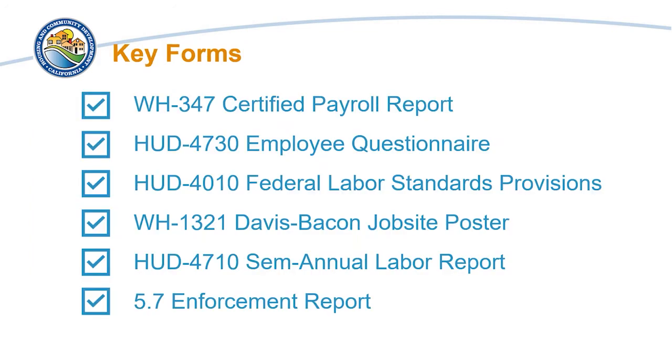HUD and the Department of Labor provide the following forms, among others, to assist with DBRA compliance. The WH-347 Certified Payroll Report, the HUD 4730 Employee Questionnaire, the HUD 4010 Federal Labor Standards Provisions, the WH-1321 Davis-Bacon Job Site Poster, the HUD 4710 Semi-Annual Labor Report, and the 5.7 Enforcement Report.